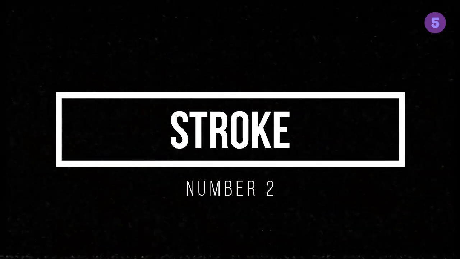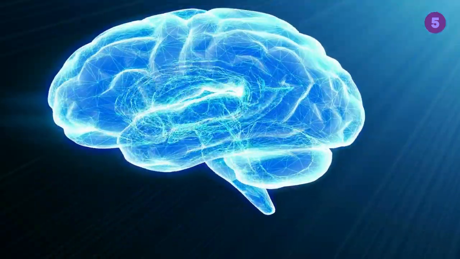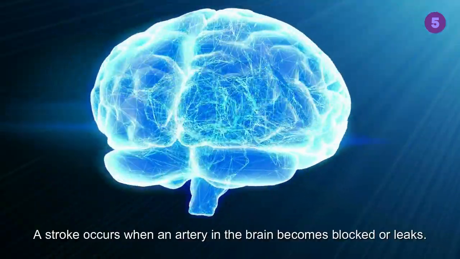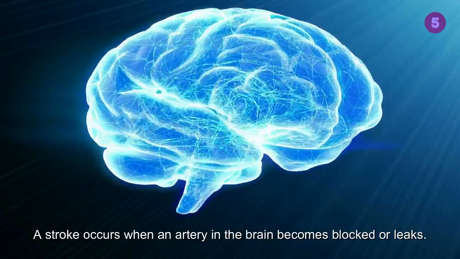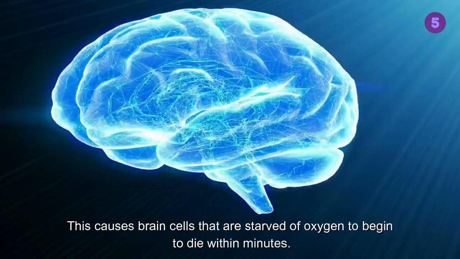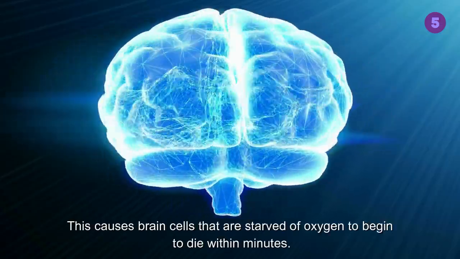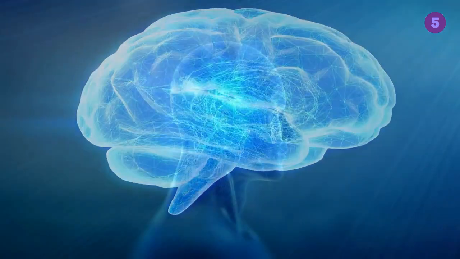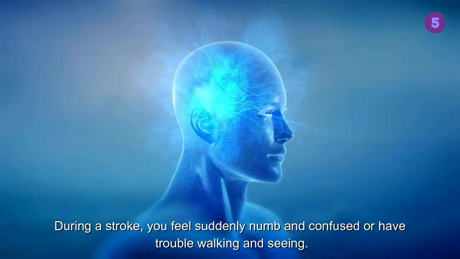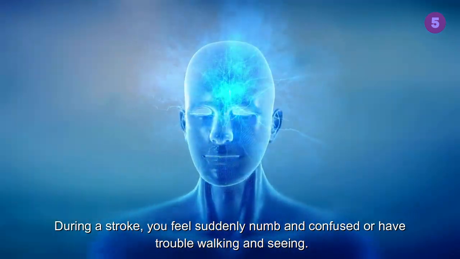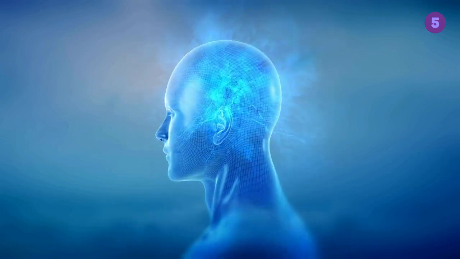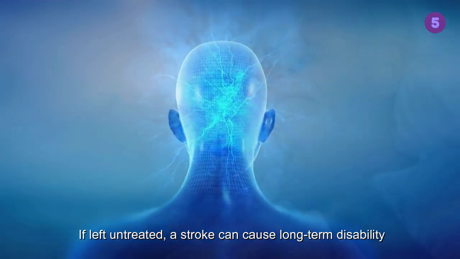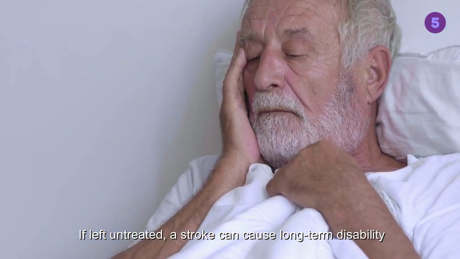Stroke. Number 2. A stroke occurs when an artery in the brain becomes blocked or leaks. This causes brain cells that are starved of oxygen to begin to die within minutes. During a stroke, you feel suddenly numb and confused or have trouble walking and seeing. If left untreated, a stroke can cause long-term disability.